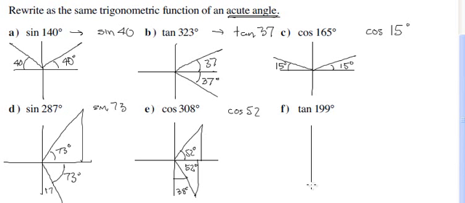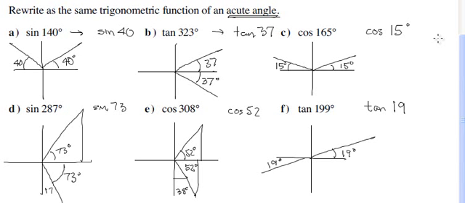Tan 199, last one. 180 degrees plus another 19 degrees. So that's a 19 degree reference angle. That should be connected somehow to this 19 degree reference angle. So tan 199 is somehow related to tan 19.